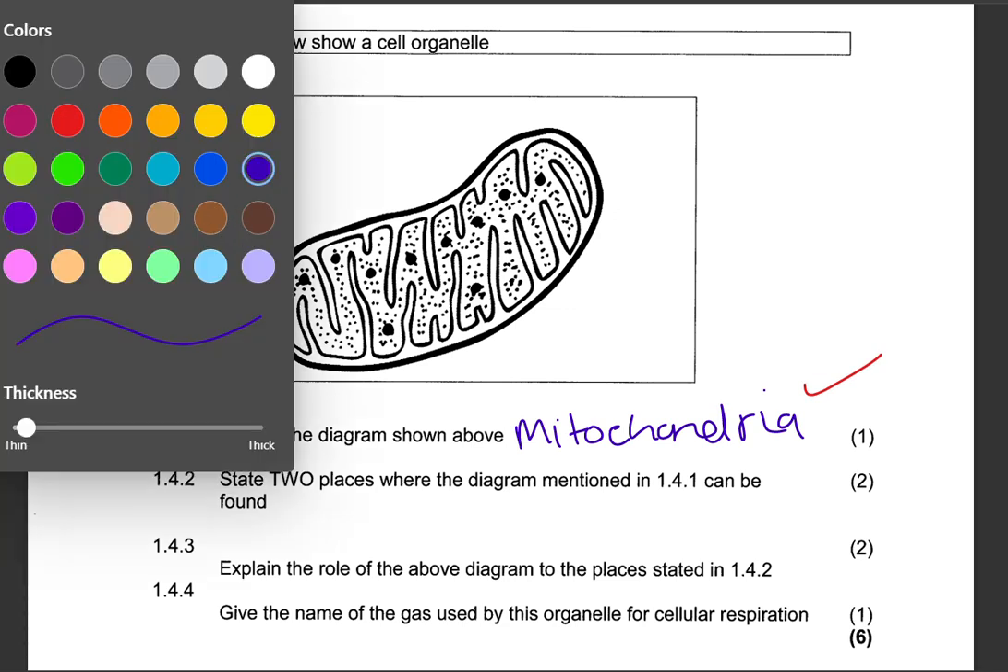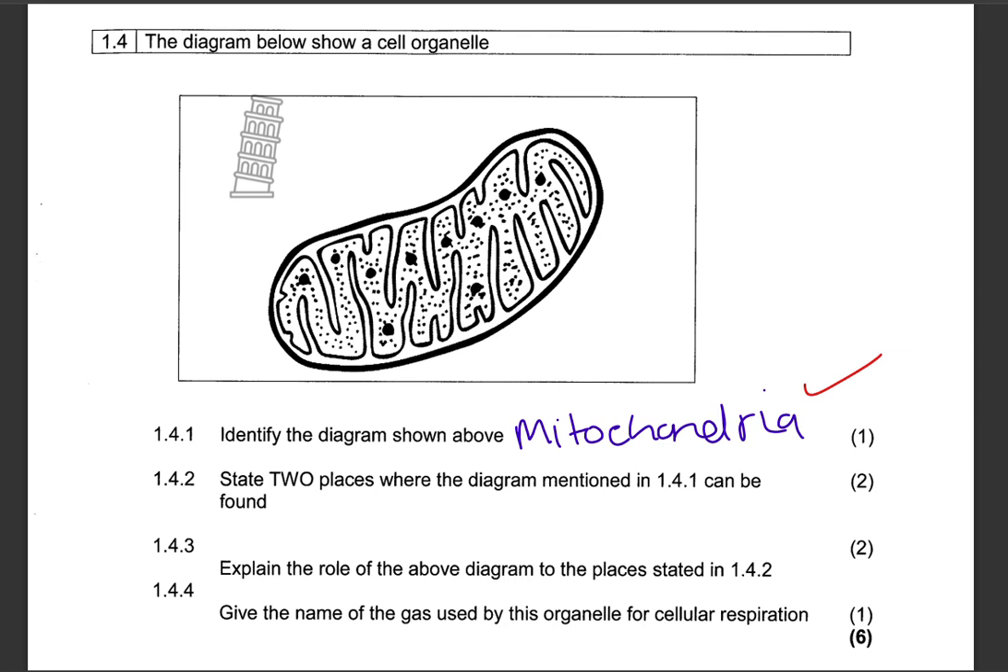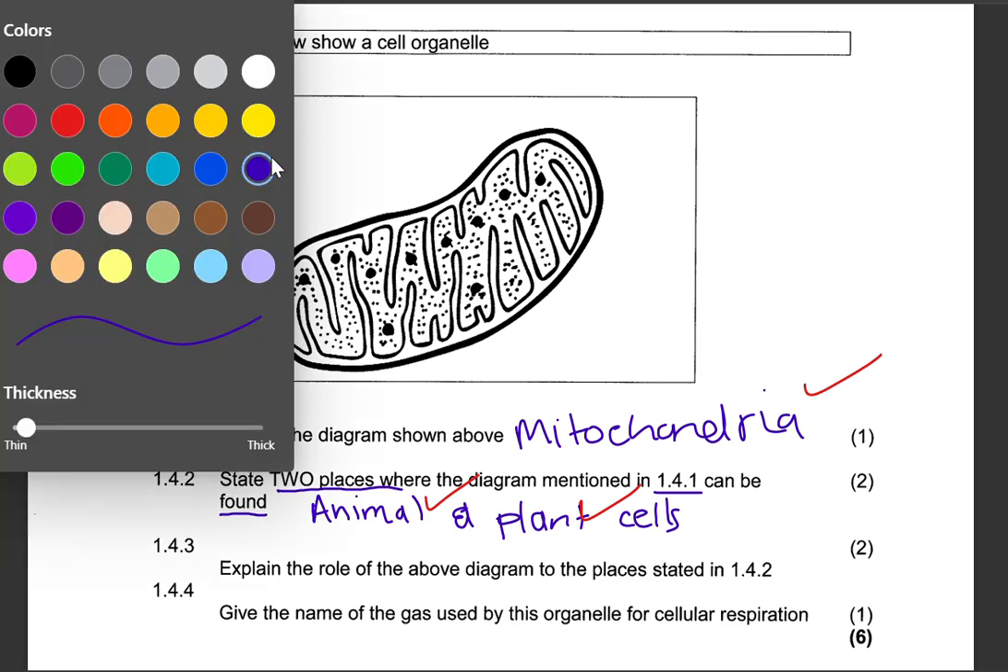Then question 1.4.2, state two places where the diagram mentioned in 1.4.1 can be found. Name two places where we can find this particular diagram. So we can find this diagram in animal and plant cells. Excuse me, in animal and plant cells. So one mark for animal and one mark for plant cells.